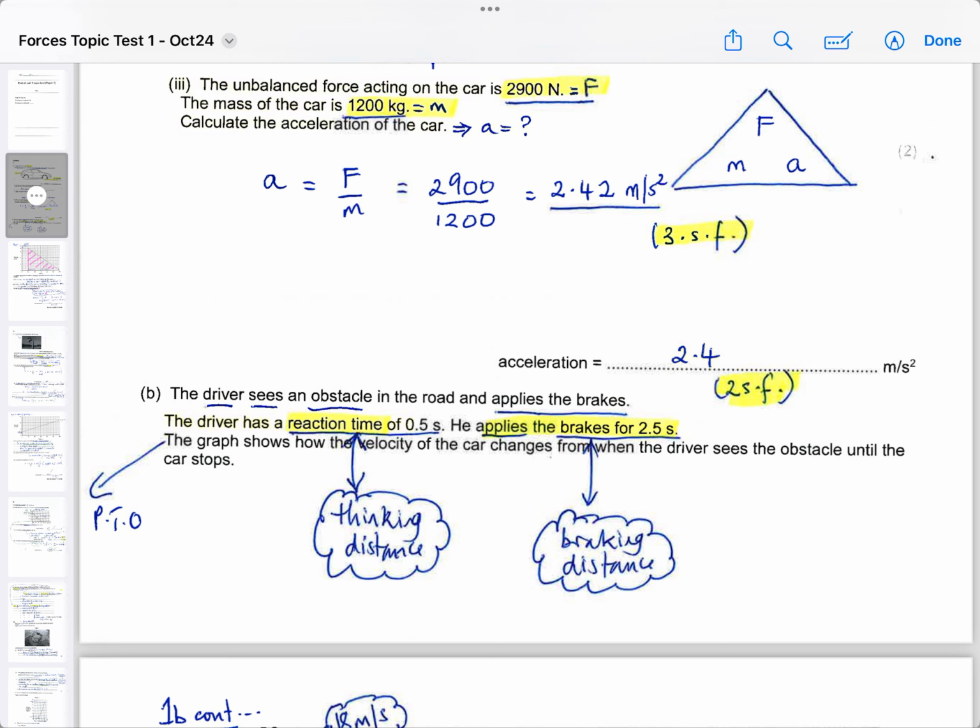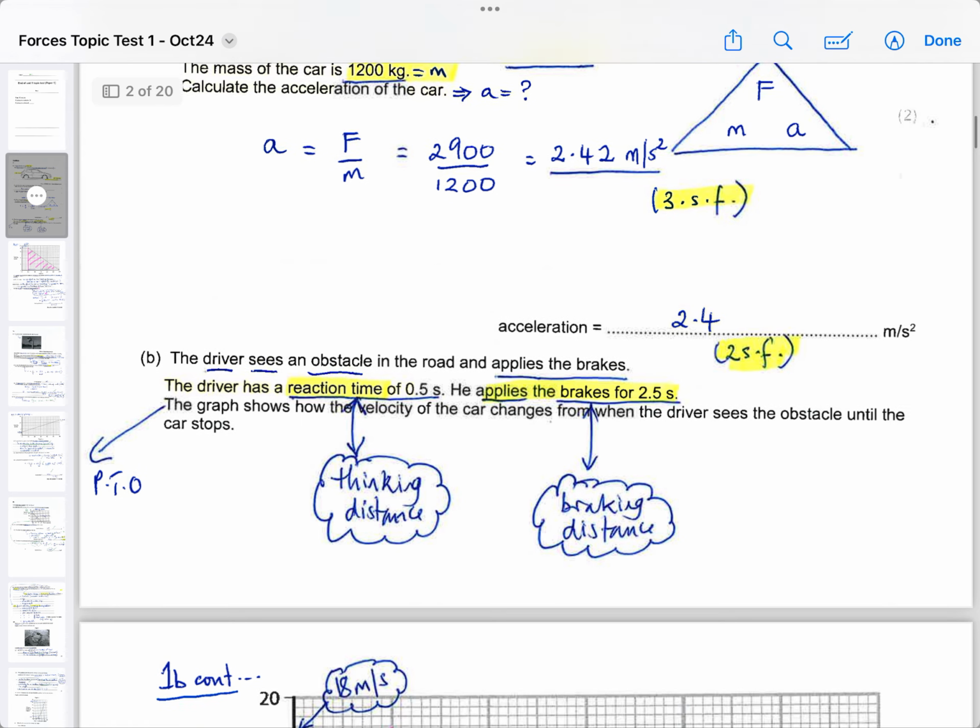The driver has a reaction time of 0.5 seconds. He applies the brakes for 2.5 seconds. The graph shows how the velocity of the car changes from when the driver sees the obstacle until the car stops. So we have to go to the next page to see the graph, the way the paper has been printed. The thinking distance is when the reaction time is, and then the braking distance is after the 0.5 seconds, when the brakes have been activated.